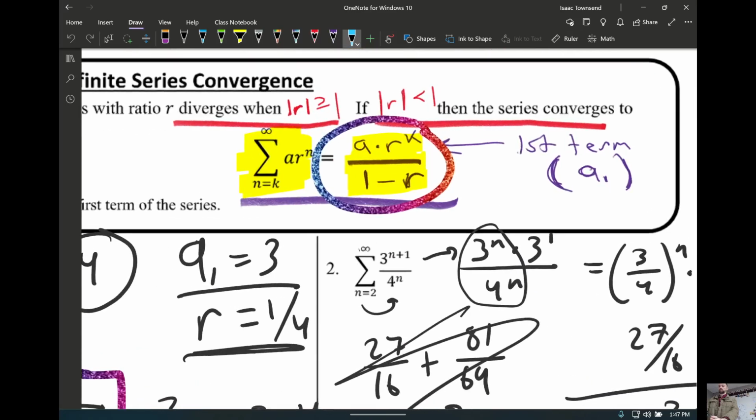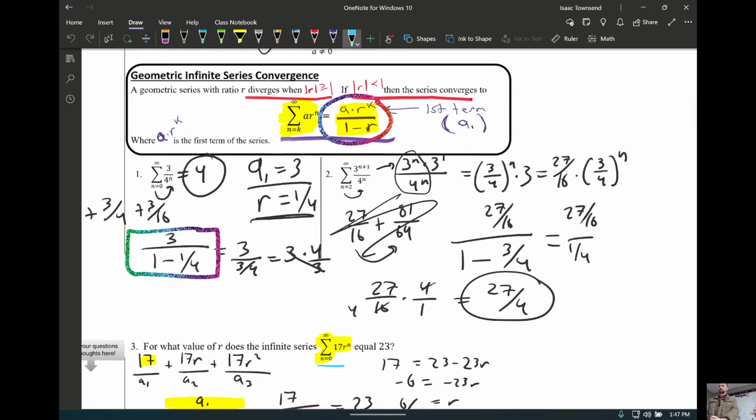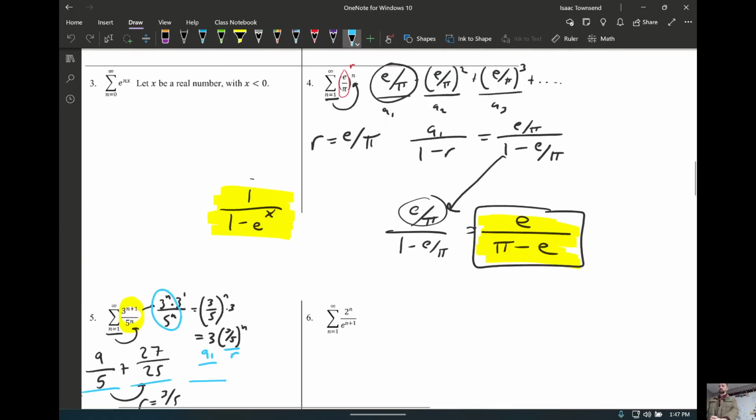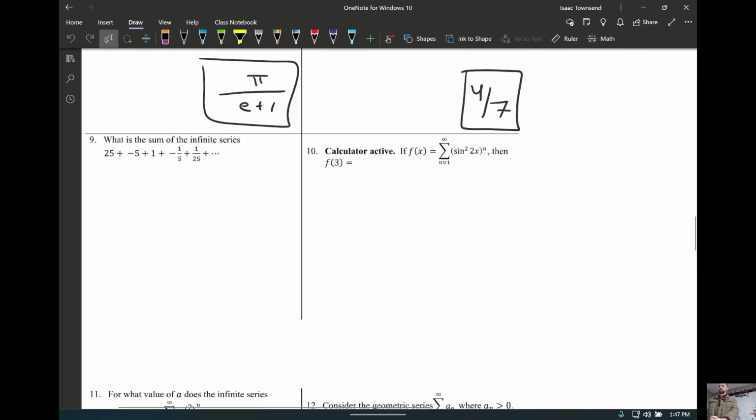This formula will give you the infinite summation of a geometric series. So first term divided by 1 minus r. And then we practice that quite a bit of times. If you can find the first term and you can find r, the common ratio, you can do first term divided by 1 minus r, and that tells you, it's like a formula that gives you the infinite sum. So we practice all the way up through, it looks like number 8.